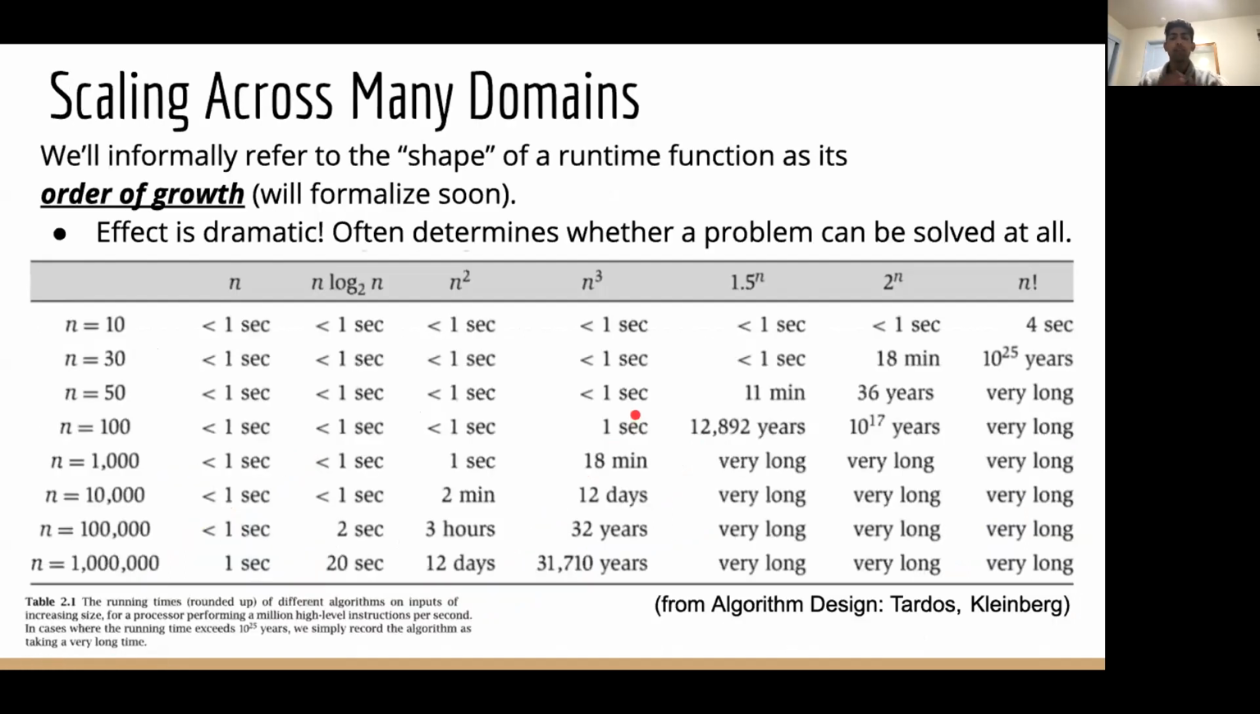So we've touched upon this idea of the shape of a runtime function, and we're going to call it the order of growth. We're going to formalize this a bit more soon. So this idea of looking at a function and figuring out its order of growth is dramatic. It often determines whether a problem can be solved at all.